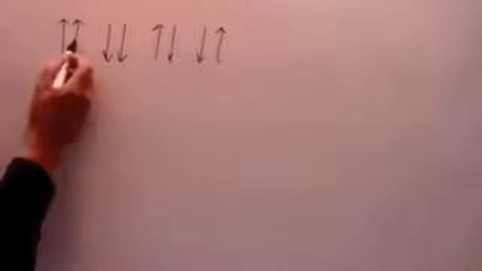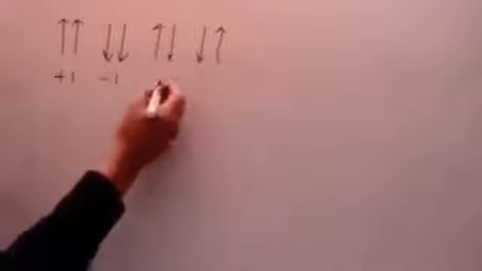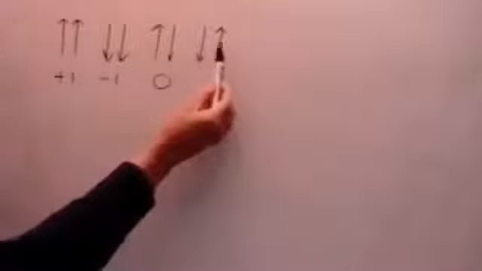And if they are spin 1/2, and up is plus a half, down is minus a half, then this is plus a half plus a half, that's plus 1 total spin. This is minus a half minus a half, minus 1 total spin. This is plus a half minus a half, 0 total spin. And this is minus a half plus a half, 0 total spin. So a pair of electrons have these possible spin values.